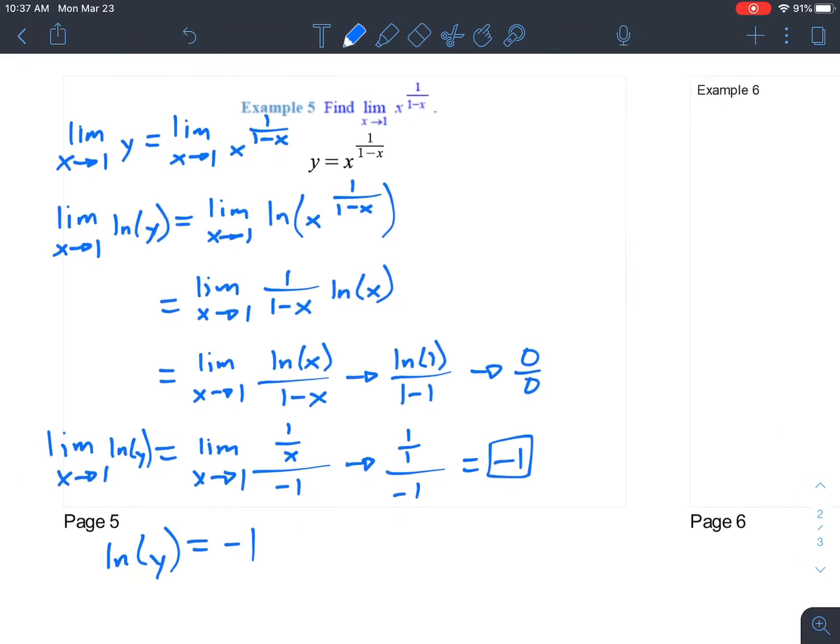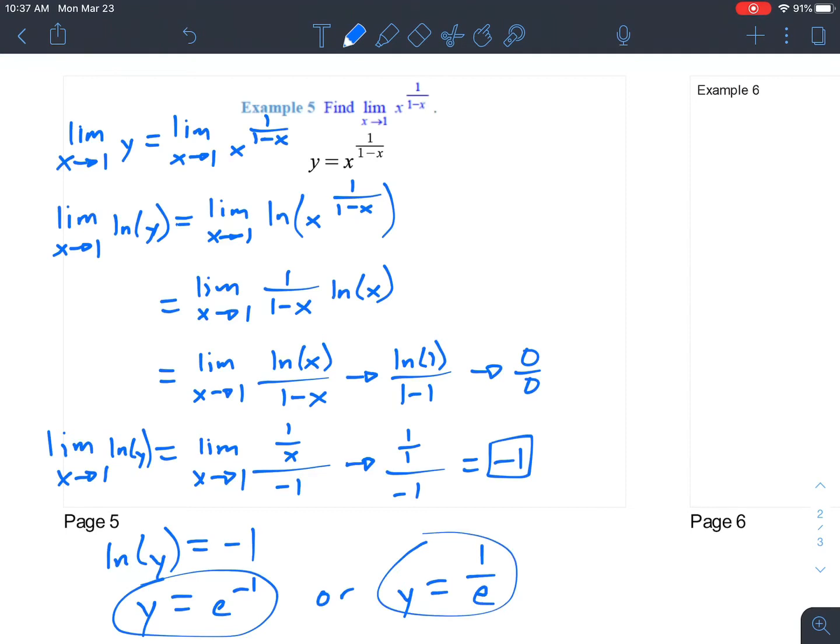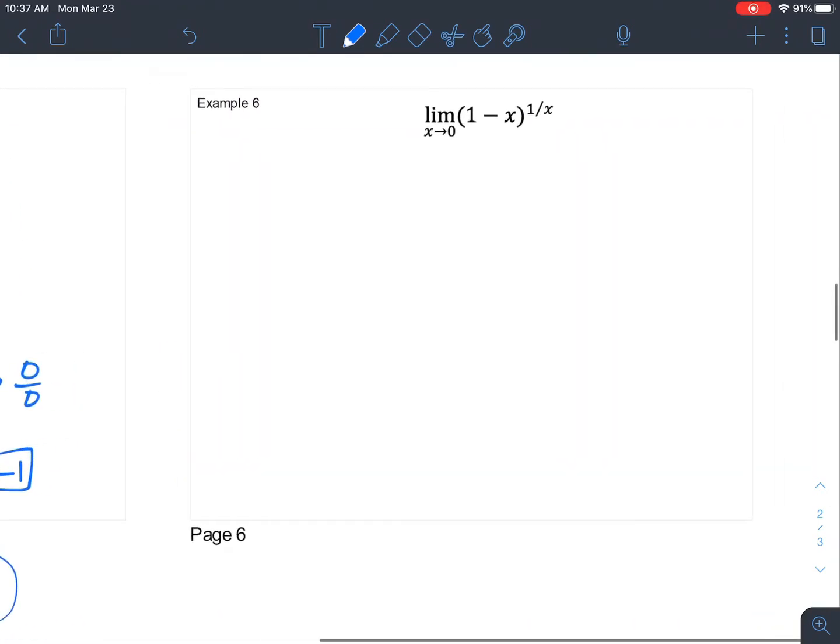And the final step is that we just need to raise both sides e to that power. And that means that over on the left side, we will have just y. And on the right side, we have e to the negative 1 power. And if you want, you could rewrite it as 1 over e. So that is the answer for our limit.